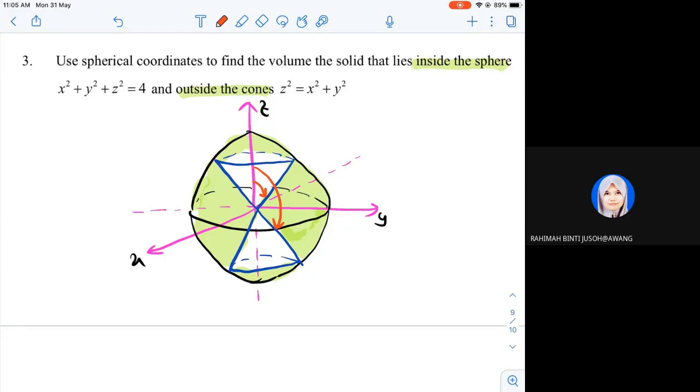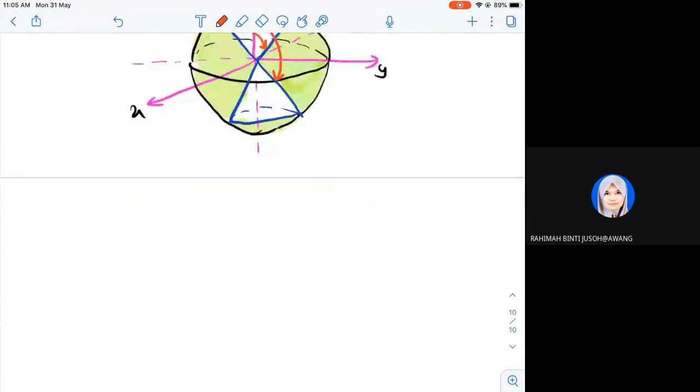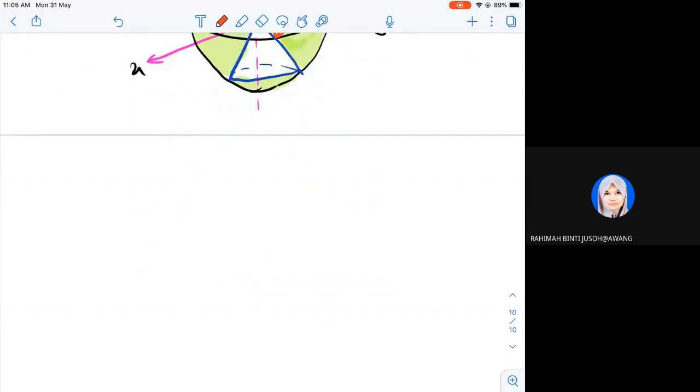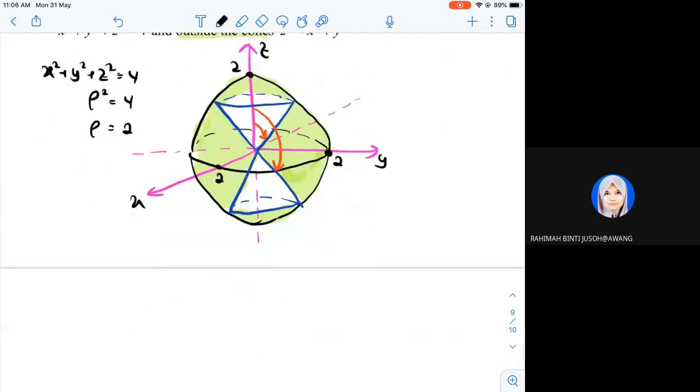So how do we identify the limit for phi? Okay, let us equate the equations. Alright. Now, since x squared plus y squared plus z squared equals 4, we know that this is rho squared equals 4, isn't it? So the limit for rho, of course, is from 0 until 2. So here is 2, right here is 2, up here also 2. Okay, so we don't have a problem for the limit of rho.